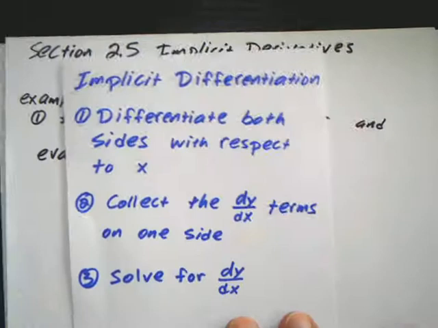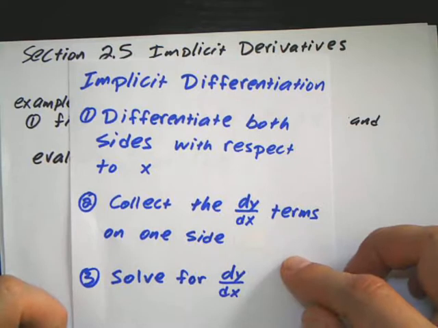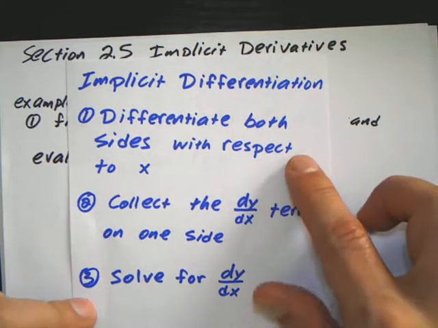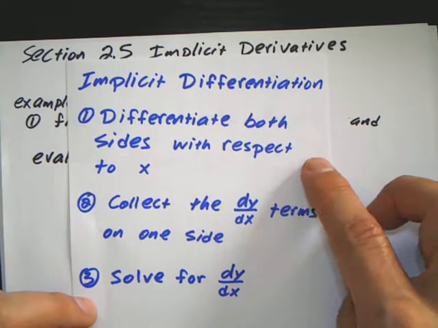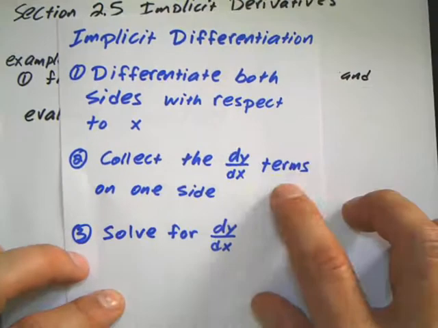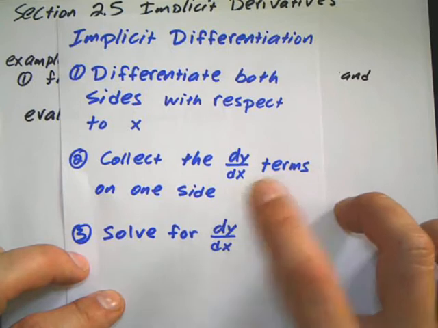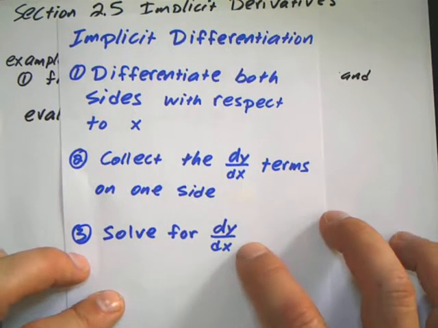So here are our 3 basic steps to finding implicit differentiation. First step is to take the derivative with respect to x of both sides of the equation, or the equal sign. Then I'm going to collect the dy dx terms on one side, and I'll explain what that means, and then solve for dy dx. Alright?